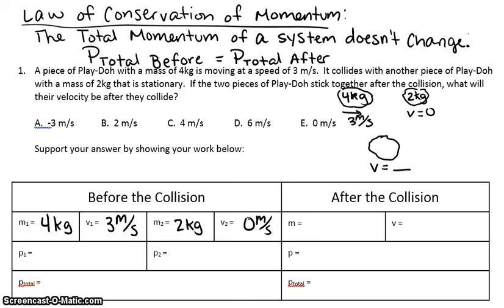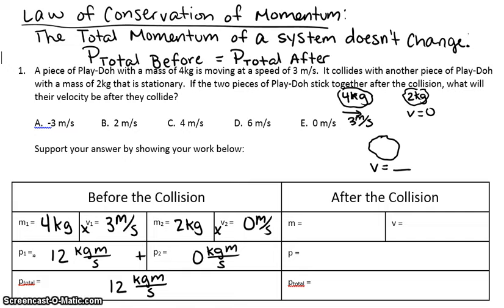So now we calculate the momentum of each object before the collision. So we have, remember, multiply, multiply, add. So we're going to multiply 4 times 3, that's 12 kilogram meters per second. And we have 2 times 0, which is obviously 0 kilogram meters per second. If an object isn't moving, then it has no momentum. We add those two momentum together, and we get 12 kilogram meters per second. That's our total before the collision.